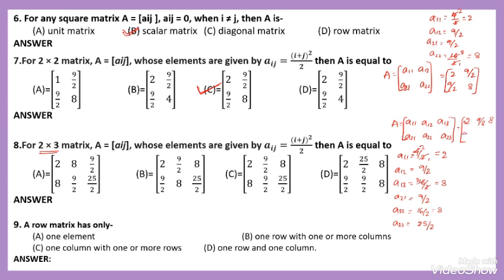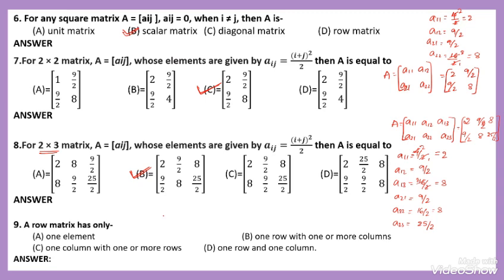Again 9 by 2, 8 and 25 by 2. Checking the options here, 2, 9 by 8, this one is neglected. Here that is 9 by 2, 8. Again 9 by 2, 8, 25 by 2. The option number B is correct.